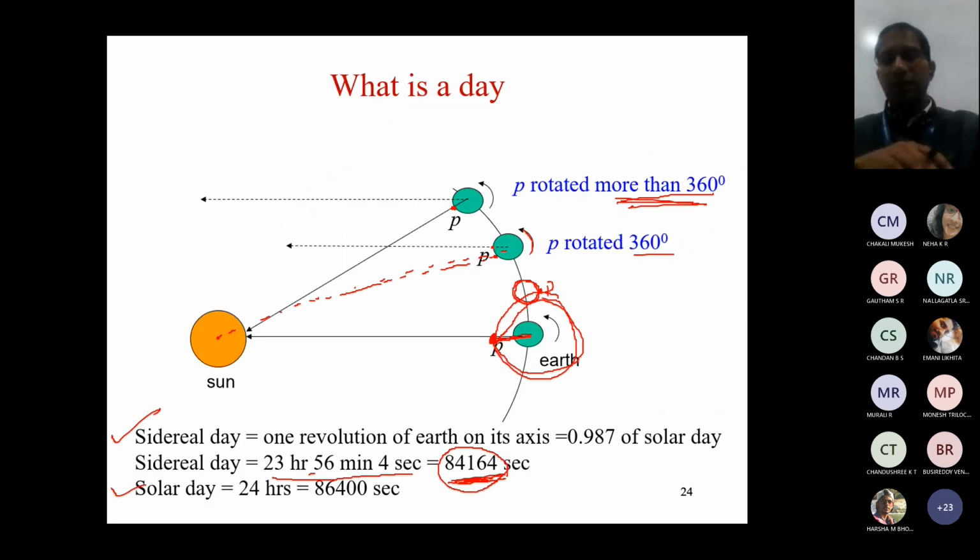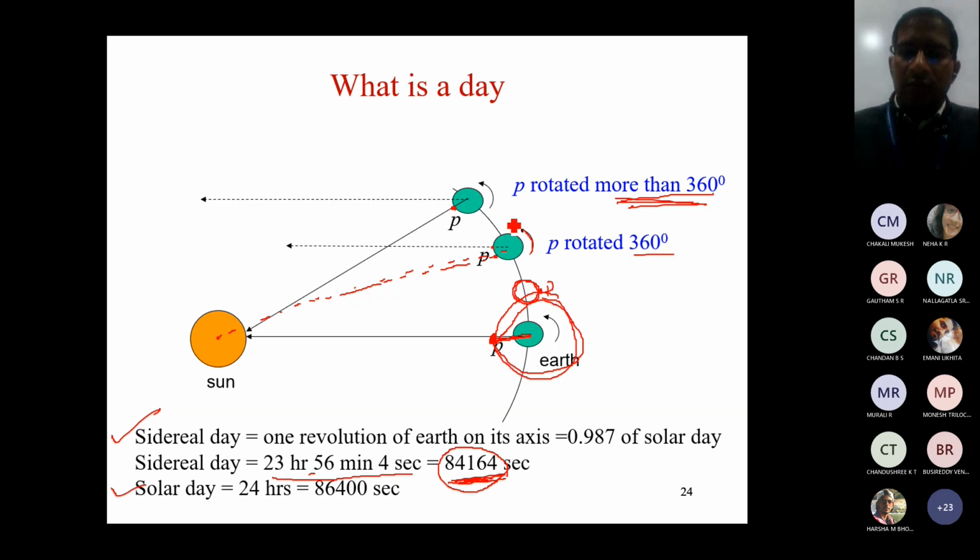So what we understood in this particular slide is that when we talk about a day, a day does not mean from today morning to next day morning, or today afternoon to next day afternoon, or today noon to next day noon. That day is called a solar day. One solar day does not mean that the Earth is rotating 360 degrees around itself. No, that is wrong.